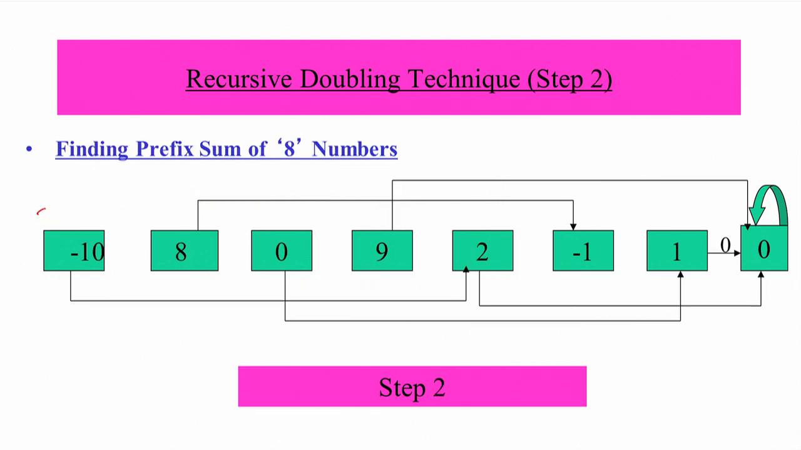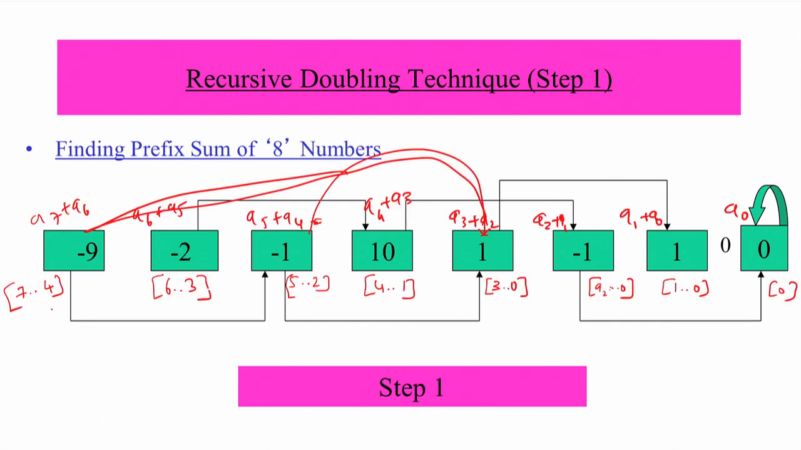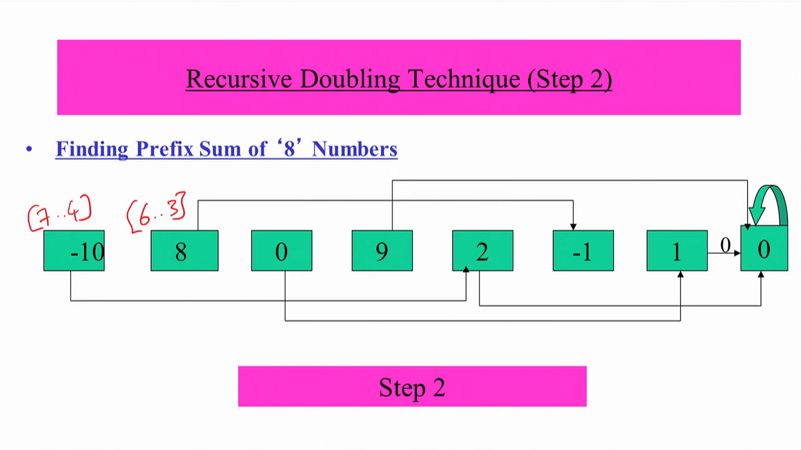This will store 7 to 4, 6 to 3, 5 to 2, 4 to 1, 3 to 0, 2 to 0, 1 to 0 and 0. Okay.